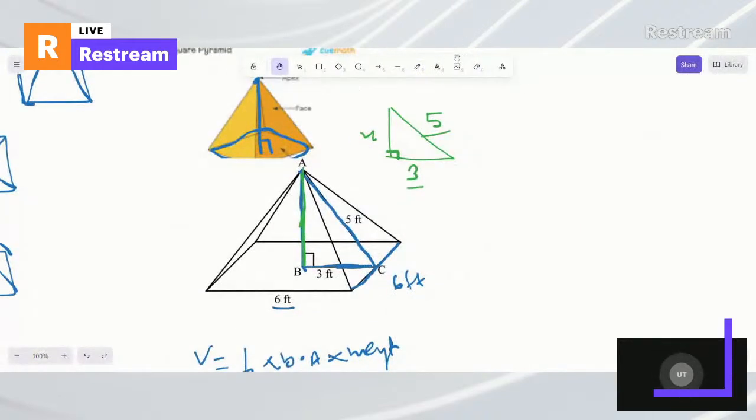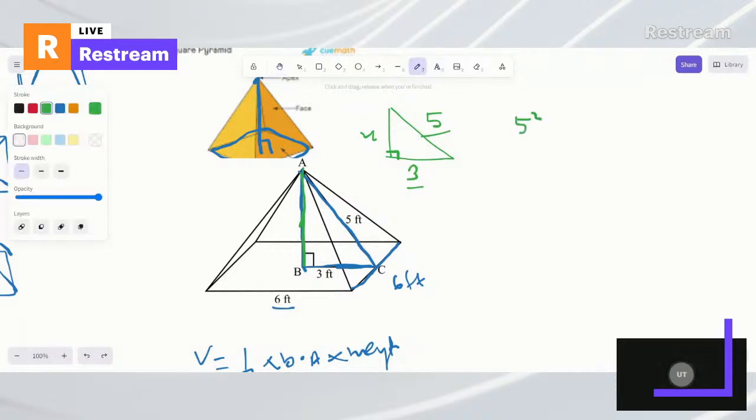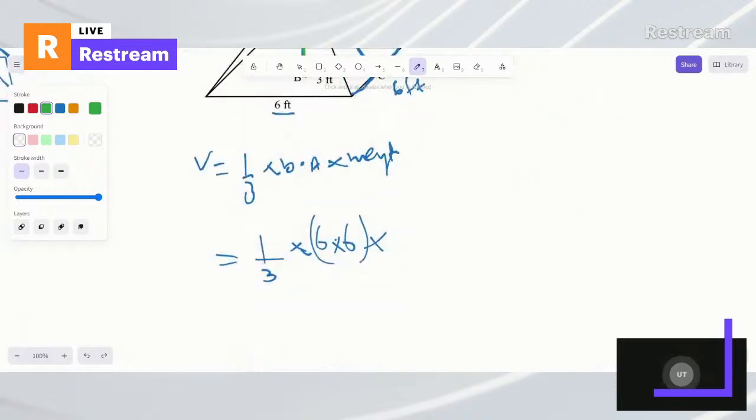So 5 squared minus 3 squared equals x squared, right? So it's going to be 16 equals x squared, and x equals 4. So now I have the height of 4.